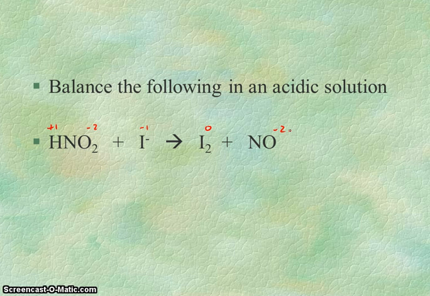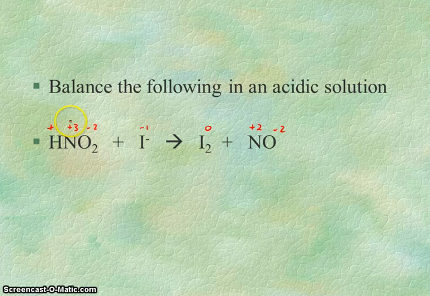Nitrogen is one we're going to have to figure out because it has varying oxidation numbers. So -2 times 2 gives us a -4. +1 gives us a -3. So nitrogen's going to have to be assigned an oxidation number of +3 in order to make the sum 0. On the product side, we've got a -2, so in order to make it add up to 0, nitrogen's going to have to be +2.